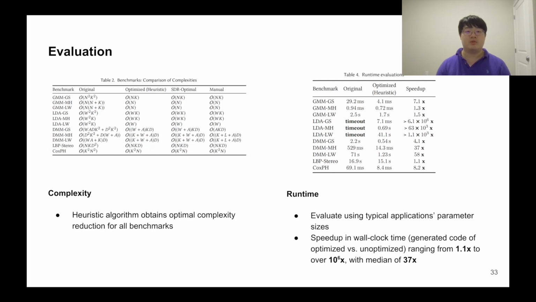We collect the typical real application parameter sizes for our benchmarks, and evaluate wall clock time improvements using those parameter sizes. We observe speedups from 1.1x improvement up to 1,000,000 times improvement, with a median of 37 times improvement. This is very much expected, since for these inference algorithms, complexity improvement dominates other constant factors.